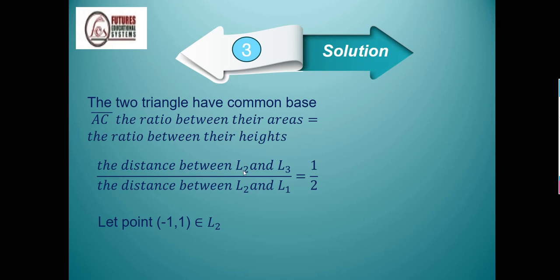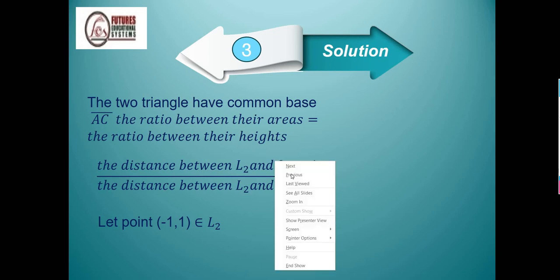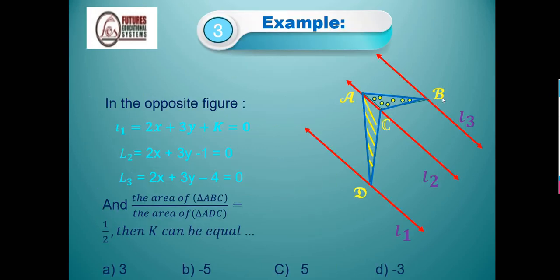The distance between L2 and L3 over the distance between L2 and L1 equals 1 to 2. The ratio between the height of L3 to L2 and the height of L2 to L1 equals 1 to 2, because the surface area of the first triangle over the surface area of the second triangle, the ratio between areas, equals 1 to 2.